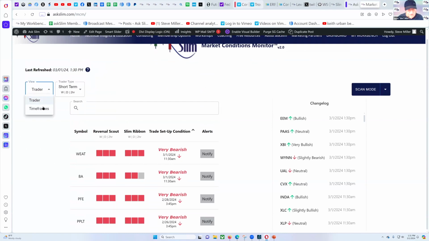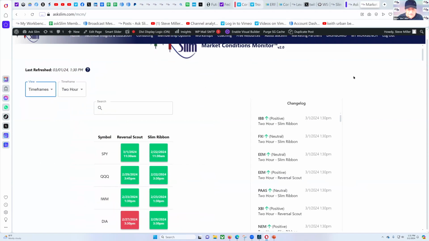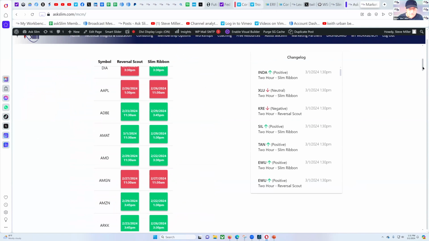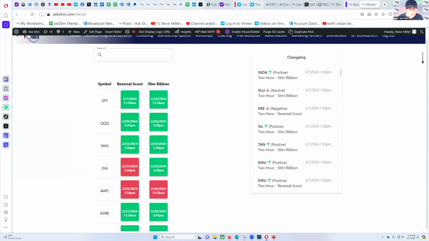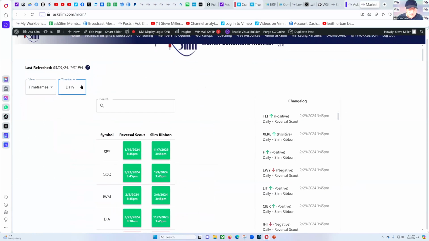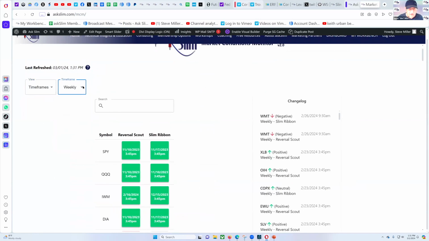And then you can decide if you want to be in the trader version, if you want to be in the time frame version, and see the individual time frames right over there. And that gives you the reversal scout and the slim ribbon right over there. That's the 2 hour right over there. There's the daily right there, and the weekly and the monthly that you can even see those conditions.